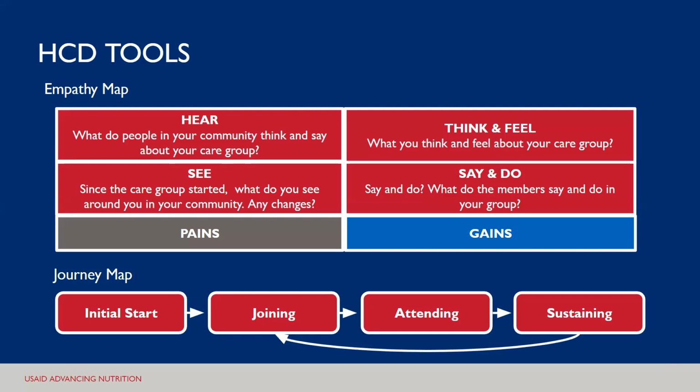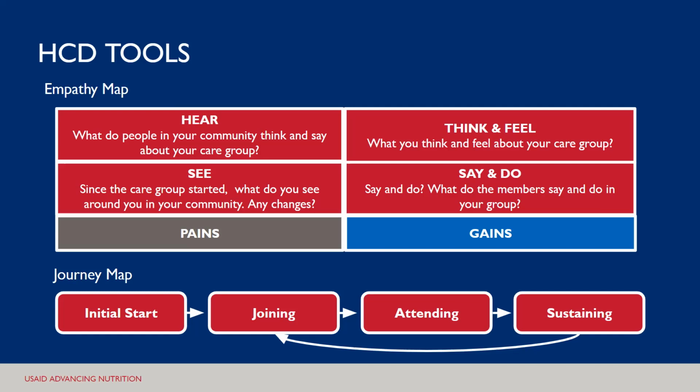The journey map at the bottom of the screen outlined 4 stages. The first is starting a care group, and then it proceeds with joining, attending, and sustaining the care group. And you can see that those last 3 sort of become their own cycle.